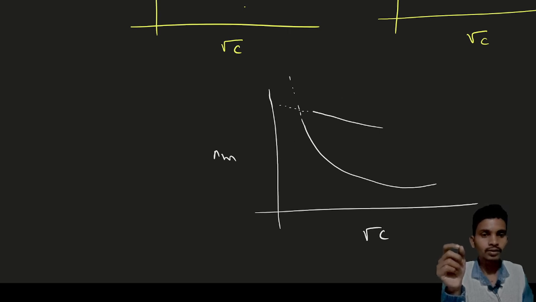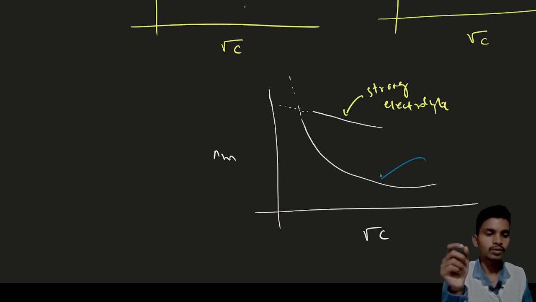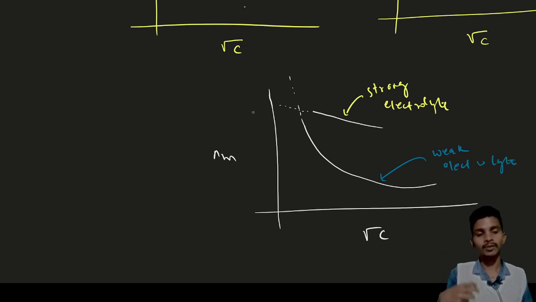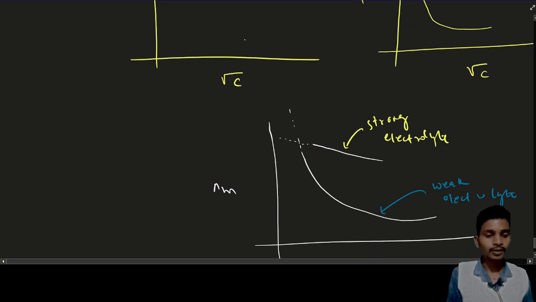Okay, this is for strong electrolytes and this is for weak electrolytes. So in the next class we will discuss Kohlrausch's law, how he used the strong electrolyte graphs to find the ions of weak electrolytes. So that is all for today. After this, thank you.